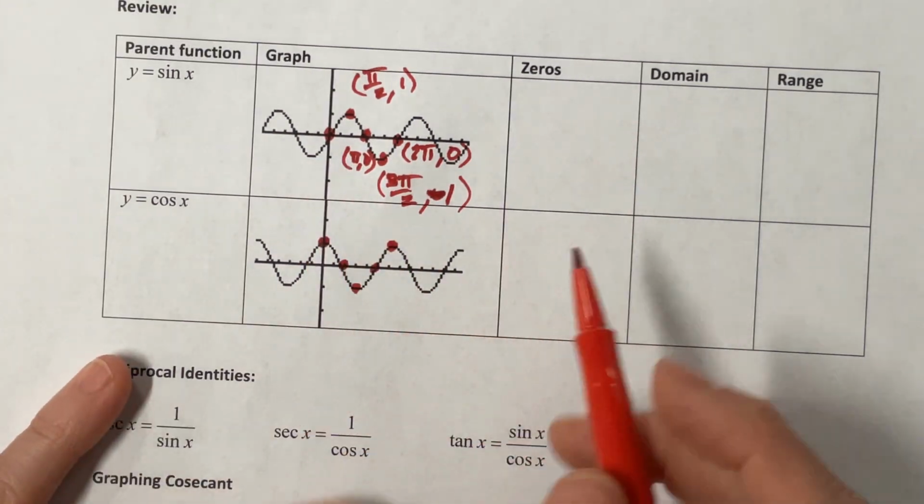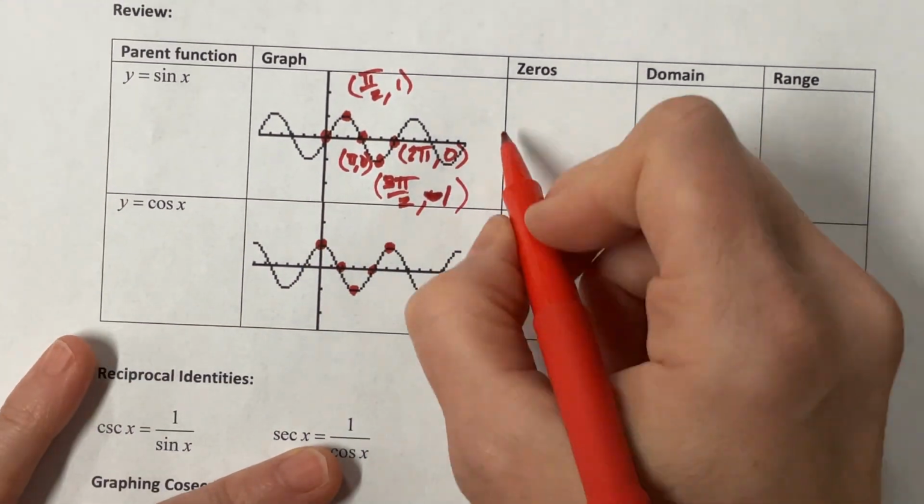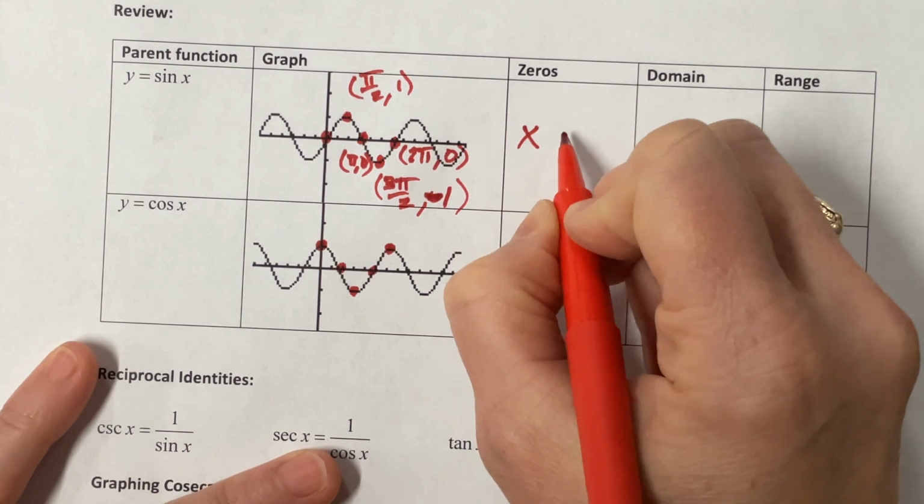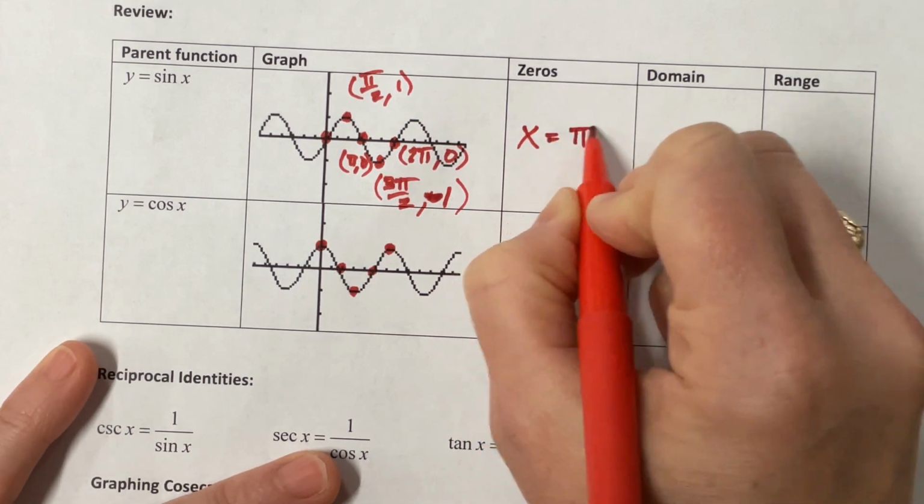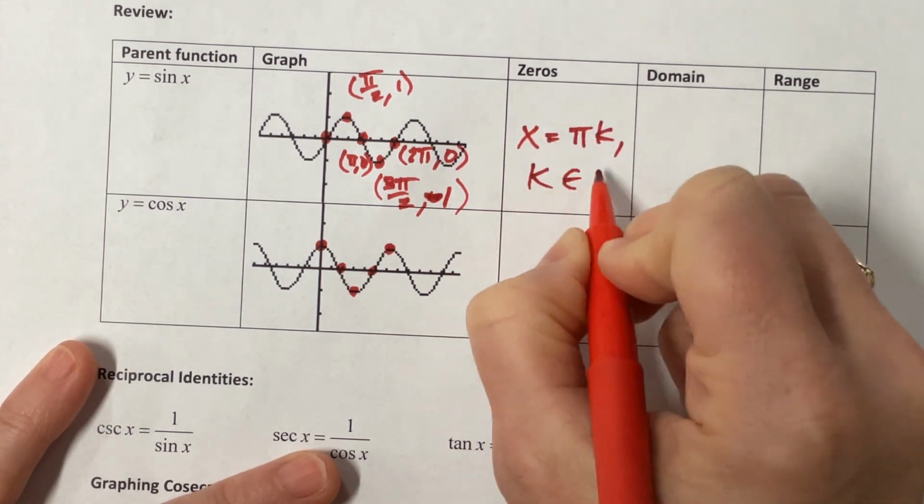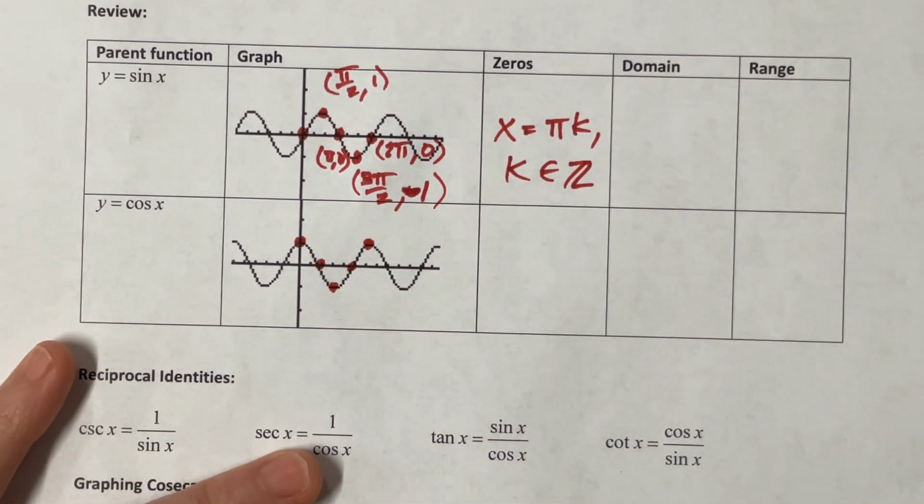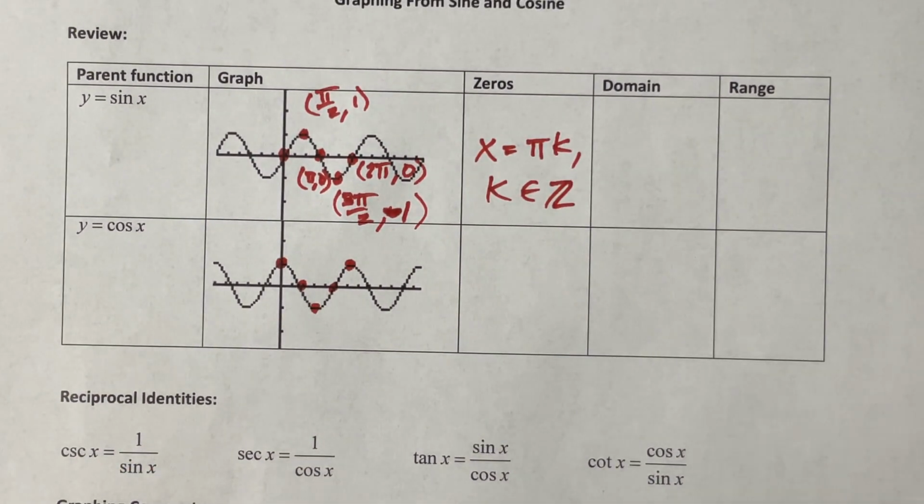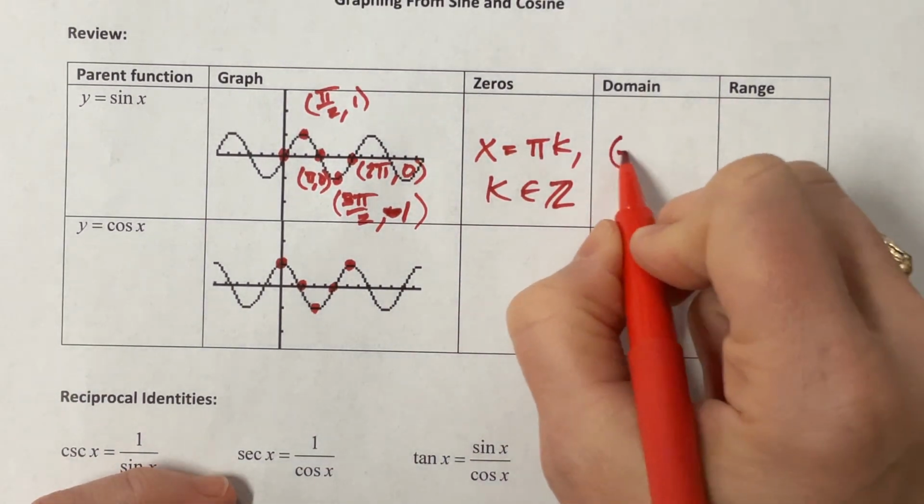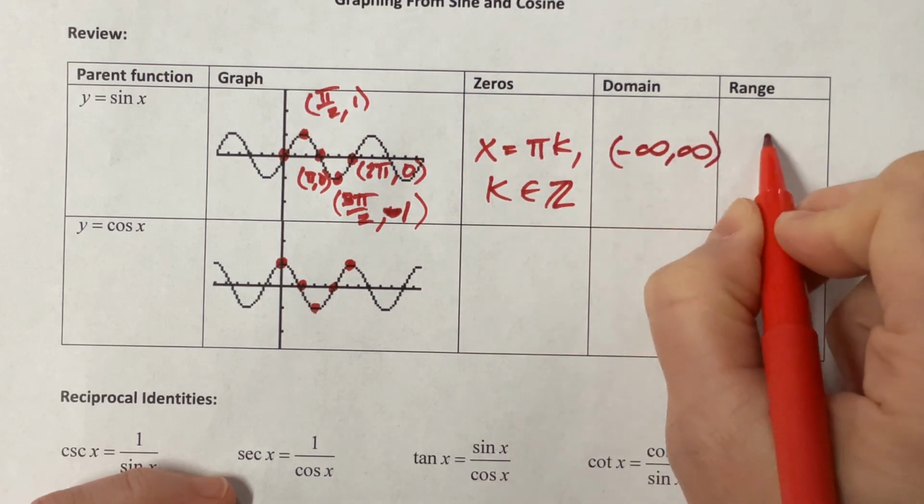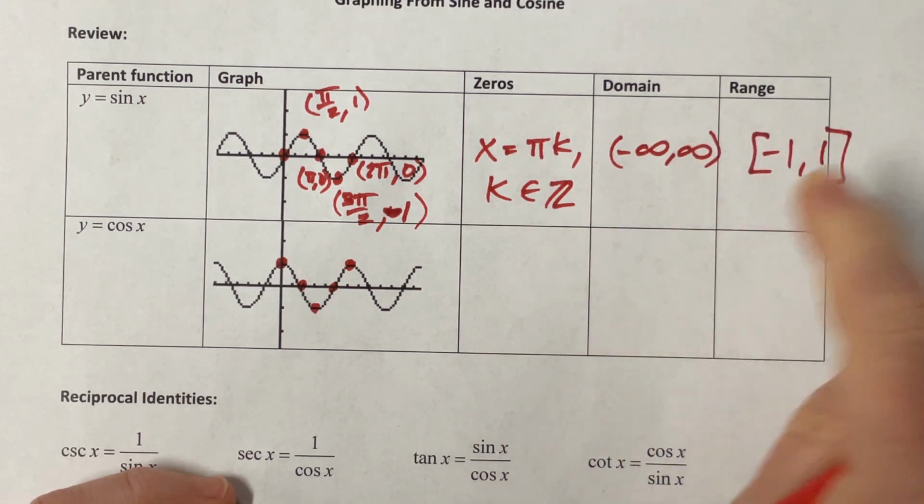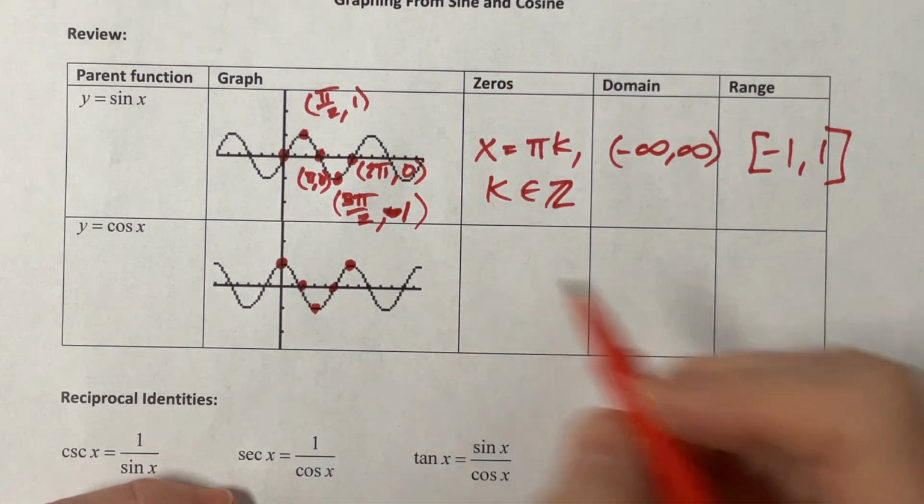But the important part here is that we need to know where the zeros are. And the zeros happen when x is equal to pi k, assuming that k is an integer. We've been writing k's a bit in all of my classes. So the domain is negative infinity to positive infinity. The range is negative 1 to positive 1. It includes those, so we use hard brackets.